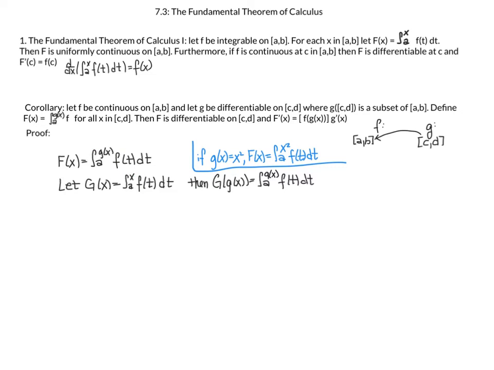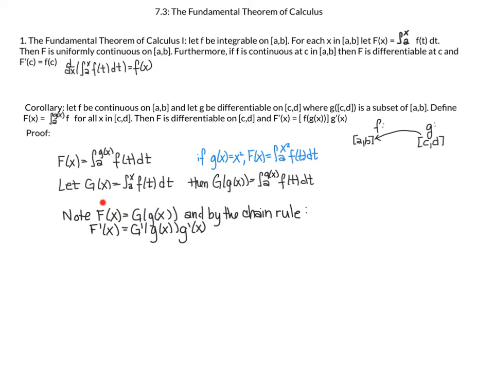But now I can compose capital G with lowercase g of x. And if I plug in lowercase g of x here for x, I get my capital F of x. So take a look and see what's going on there. We note that F of x is equal to capital G composed with little g of x. And by the chain rule, the derivative of capital F is going to be the derivative of capital G, with g of x inside, times g prime of x, by a normal chain rule from first year calculus.